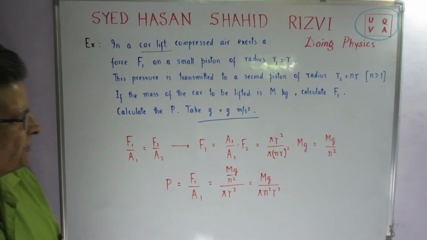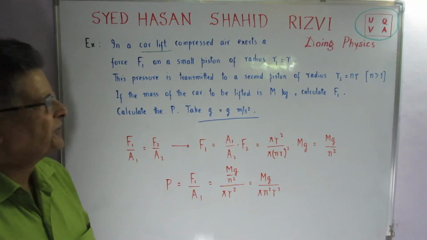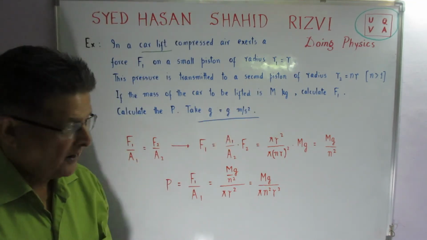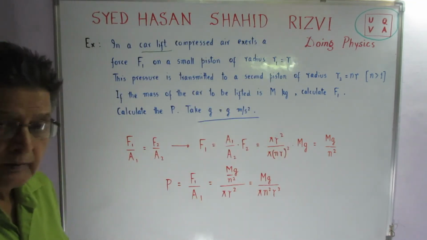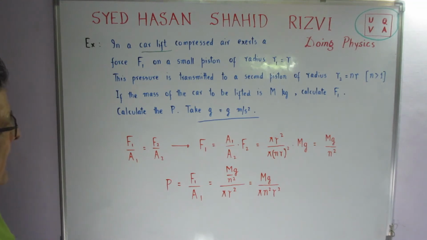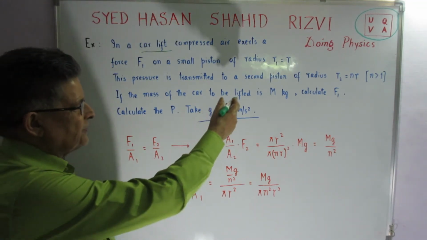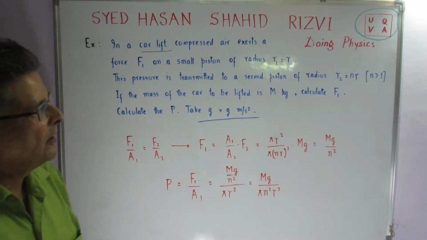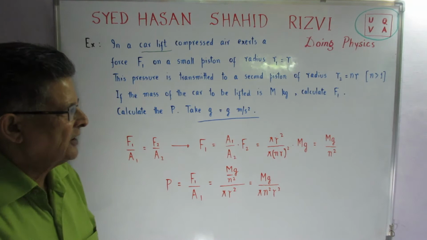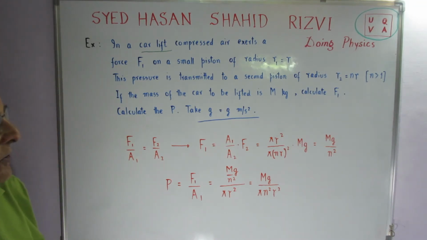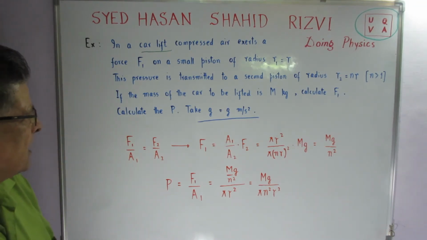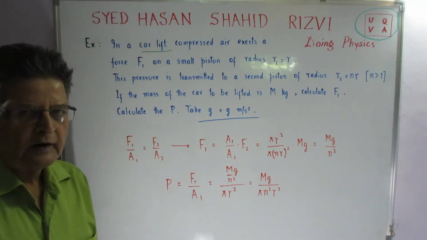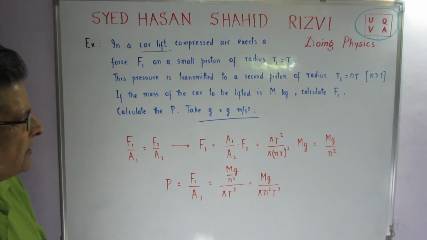This pressure is transmitted to a second piston of radius R2 equal to NR. It has to be larger, so N is greater than 1. If the mass of the car to be lifted is m kilograms, maybe more than 1000 kilograms, the first thing we are asked, the task given, is to calculate F1 and also calculate the pressure required to lift this car.